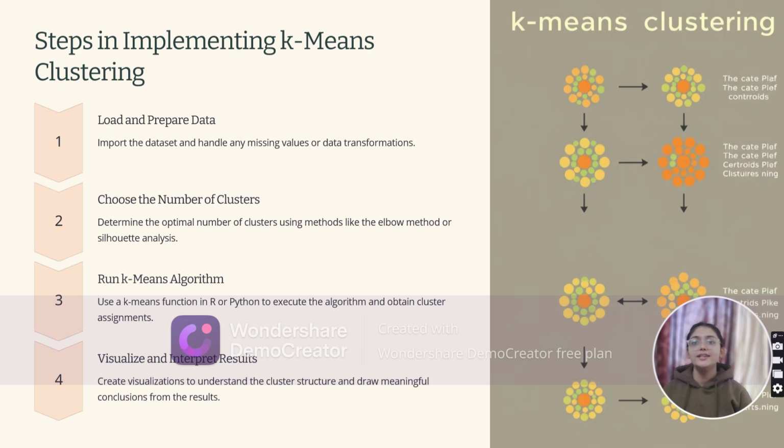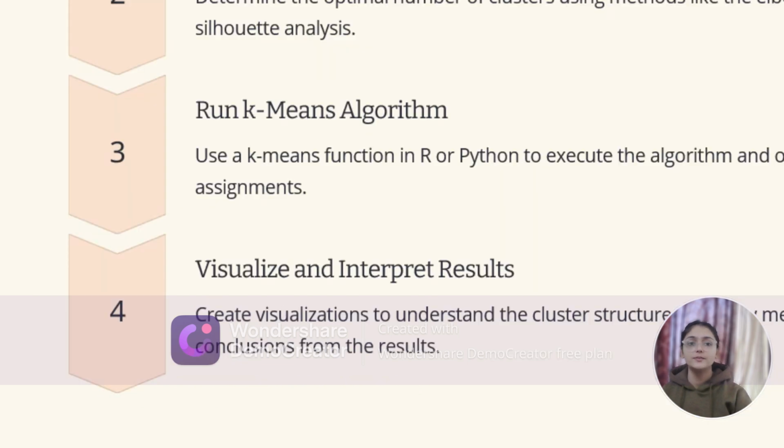Steps in implementing k-means clustering. Load and prepare data: import the dataset and handle any missing values or data transformations. Choose the number of clusters: determine the optimal number of clusters using methods like the elbow method or silhouette analysis. Run the k-means algorithm: use the k-means functions in R or Python to execute the algorithm and obtain cluster assignments. Visualize and interpret results: create visualizations to understand the cluster structure and draw meaningful conclusions from the results.